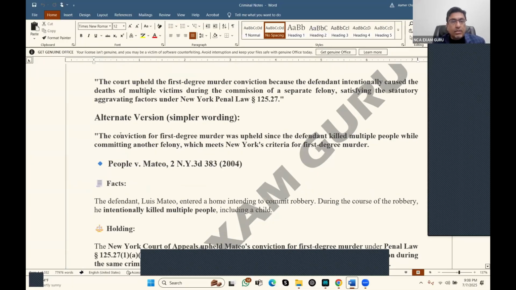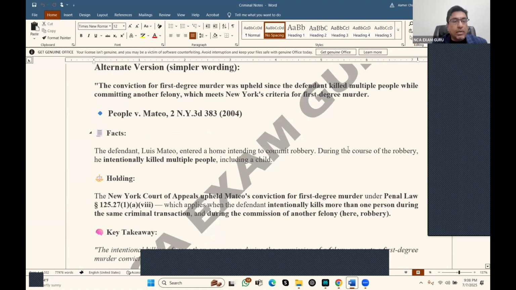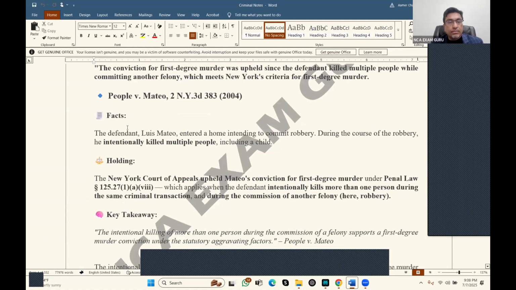The conviction for first degree murder was upheld since the defendant killed multiple people while committing another felony, which meets New York criteria for first degree murder. Facts: the defendant, Louis Matthew, entered a home intending to commit robbery. So it's a felony robbery during the course.